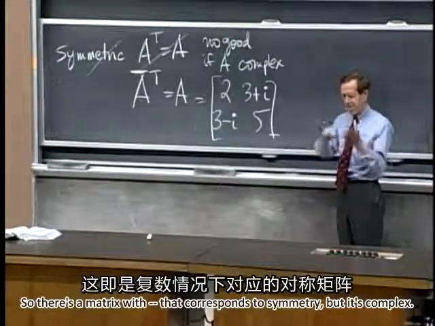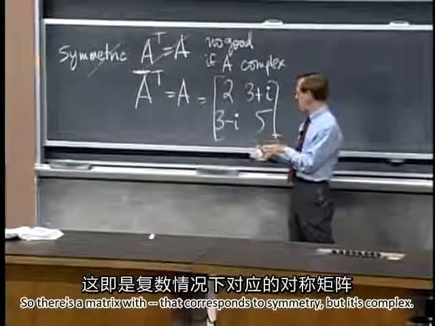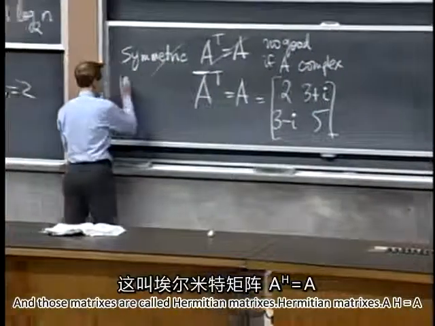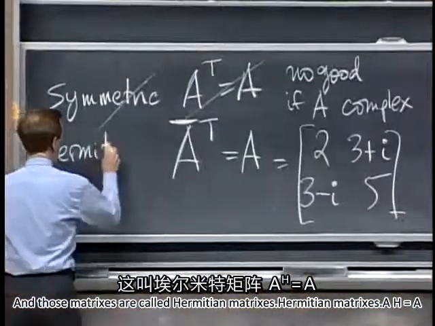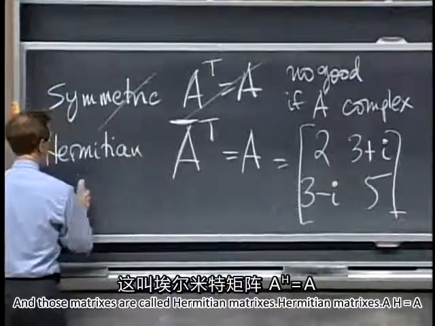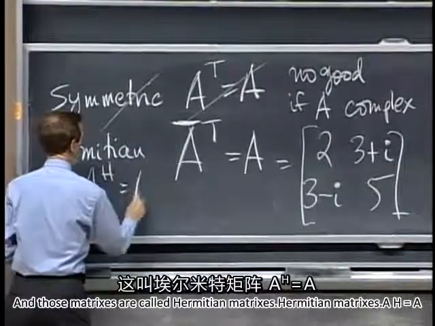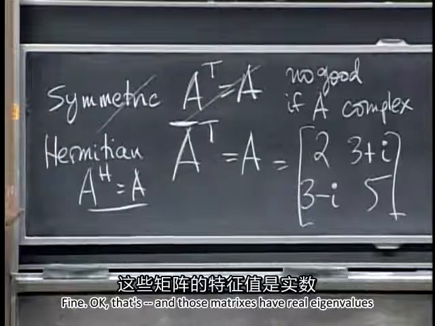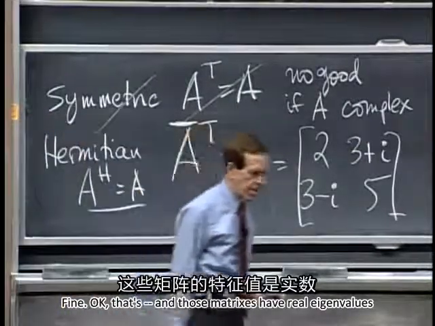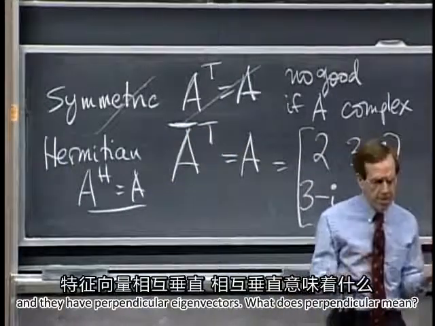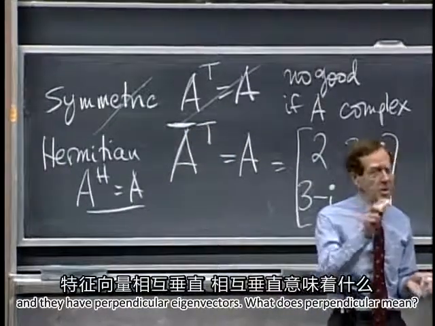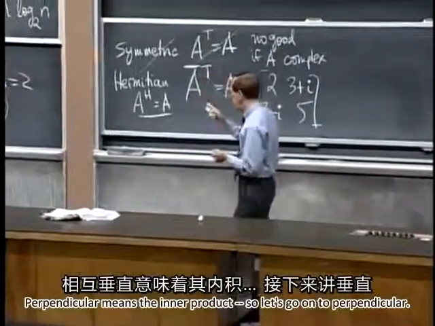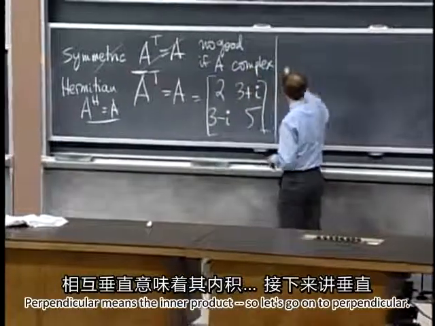So there's a matrix that corresponds to symmetry, but it's complex. And those matrices are called Hermitian matrices. A Hermitian equals A. Fine. Okay, and those matrices have real eigenvalues, and they have perpendicular eigenvectors. What does perpendicular mean? Perpendicular means the inner product. So let's go on to perpendicular.